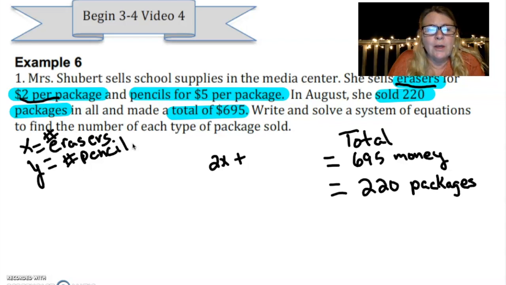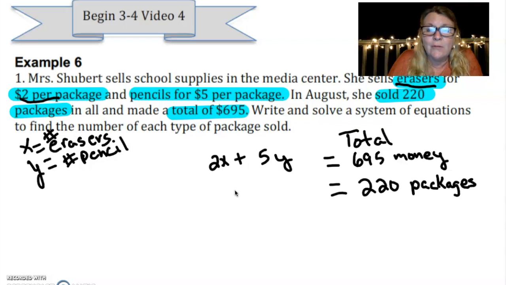My general rule of thumb is whichever one comes first, I let be the X. Whichever one comes second, I let be the Y. So it was $5 per pack of pencils. So if I add how much I get from erasers, $2 per package of erasers, plus $5 per package for pencils, that should give me the total amount of money I earned. Money goes with money. Packages. Well, what kind of packages did she sell? She sold erasers, which we said was X.